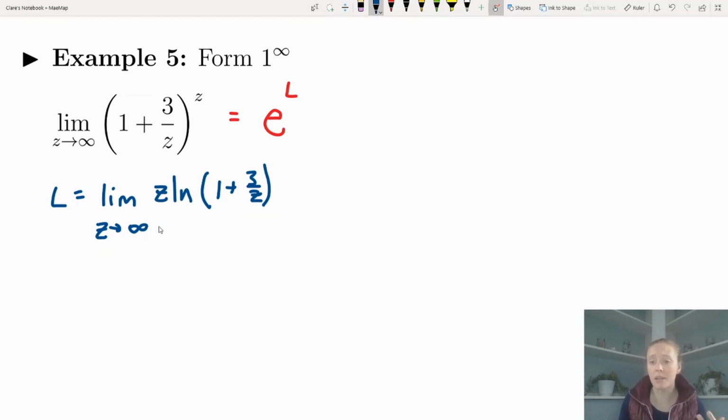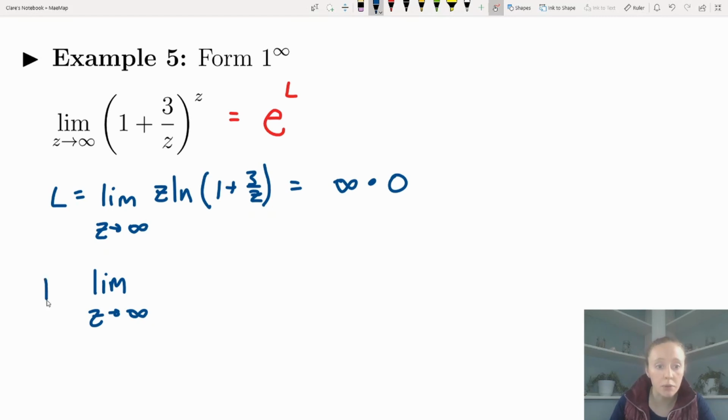So if we think about taking the limit as z approaches infinity, what form are we in? Well, we have infinity times, 3 over z goes towards 0, ln of 1 is 0, infinity times 0. So we're close. We just got to move something into the denominator. So let's move that easier chunk. Let's move z. So we're going to write this as the limit as z approaches infinity of, and what I like to do, just so I don't forget, I'm going to also say this is what L is equal to, not my overall limit of my original function. This is just my L.